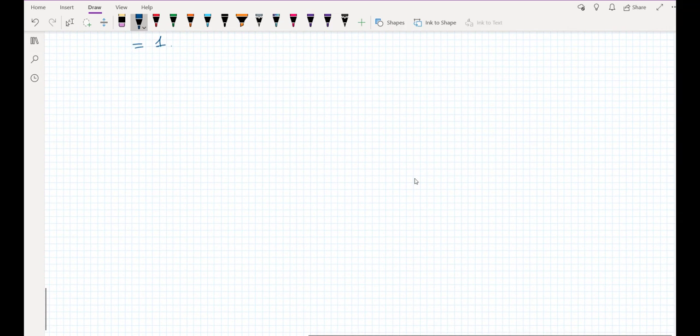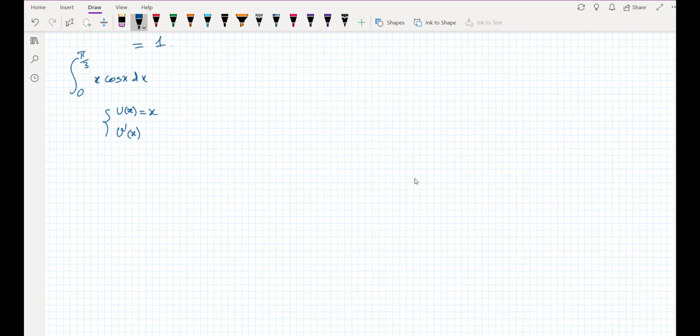Let's do another example of this integration by parts. Let's take the integral between 0 and pi over 3 of x cosine x dx. Using integration by parts, we put u(x) equals x and v prime(x) equals cosine x. We do the same thing as in the previous example. We need to calculate u prime(x), which is 1, and v(x), the primitive of v prime, so the primitive of cosine is sine x.